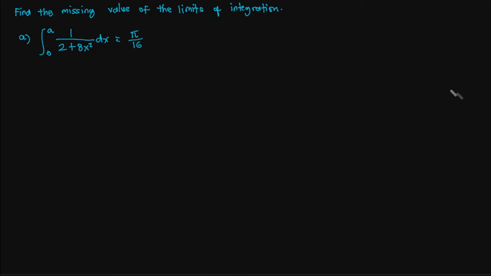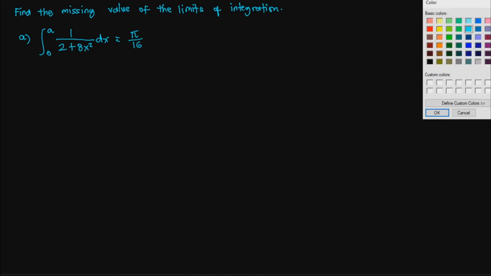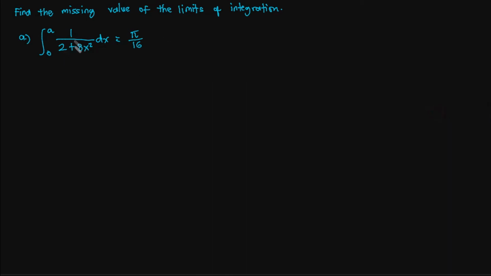So we can now start our solution for this, and we start by factoring out the 8 in this expression. So I'll make this 1 over 8, from 0 to a, dx. And then for this particular case, we have 1/4, because multiplying this by 8, you get 2, and then plus x squared. This is equal to pi over 16.